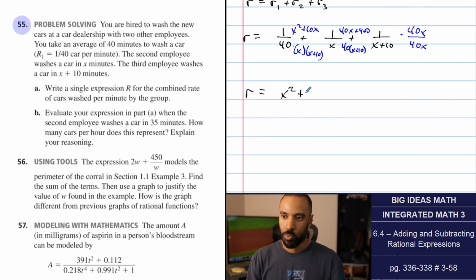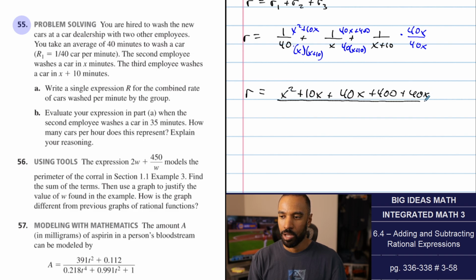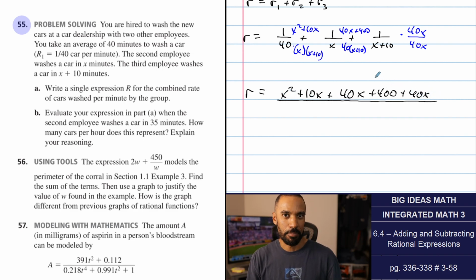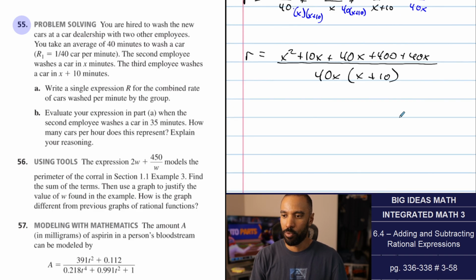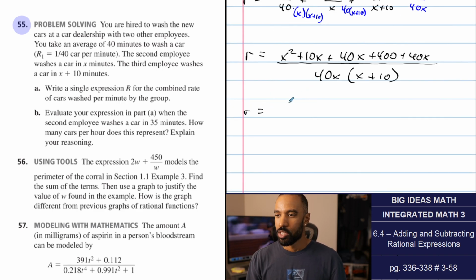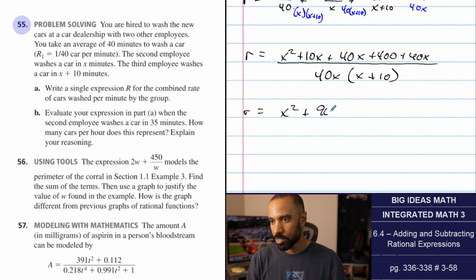So on top, we have x squared plus 10x. Oh, these are all ones anyway. Plus 40x plus 400 plus 40x. And on bottom, 40x times x plus 10. A lot of 40s and x's and things like that. So now that's x squared plus 90x plus 400.